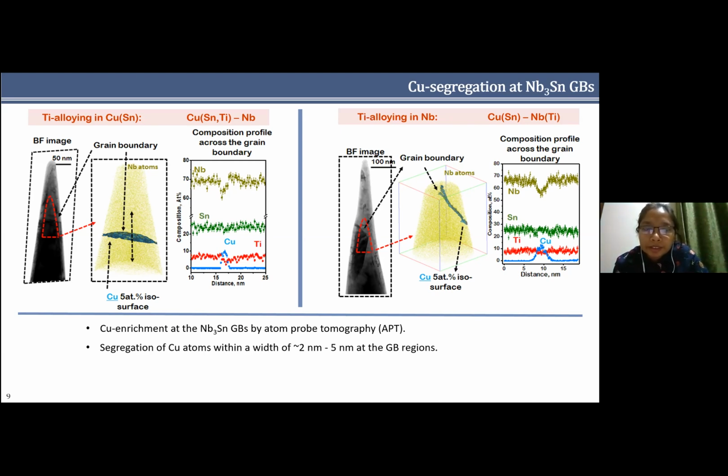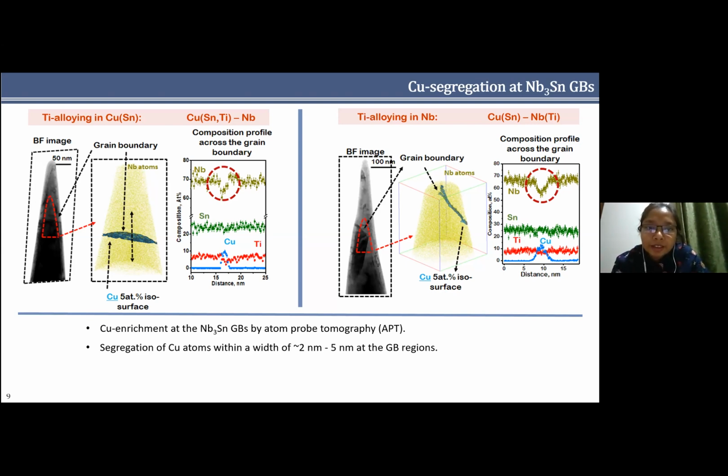When we conducted a line scan across one such grain boundary, we found that there was a copper segregation within a range of 2 to 5 nanometers. And secondly, there was a dip in the niobium percentage. Niobium decreased from 70 to almost about 10 to 20 atomic percent.